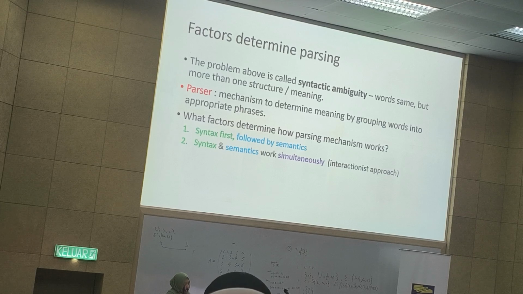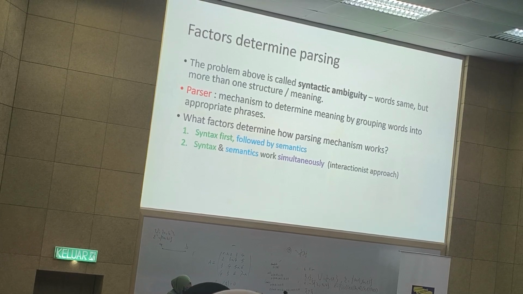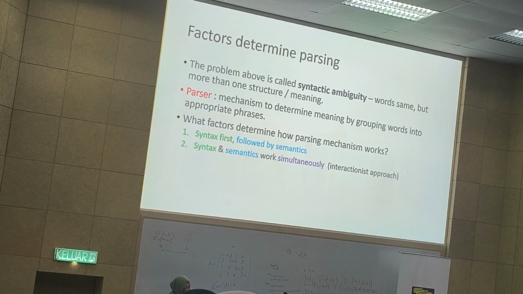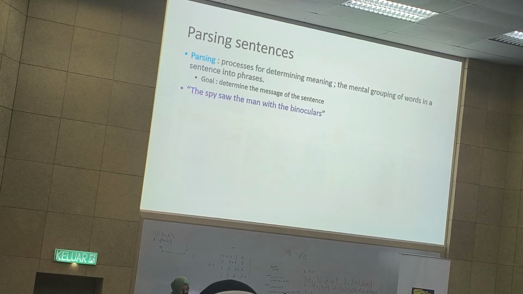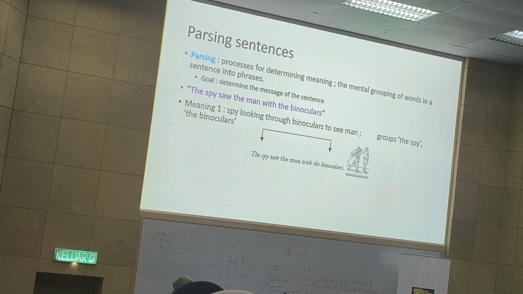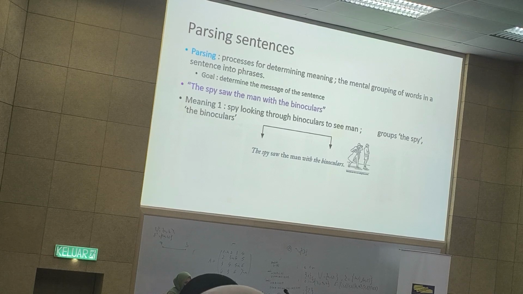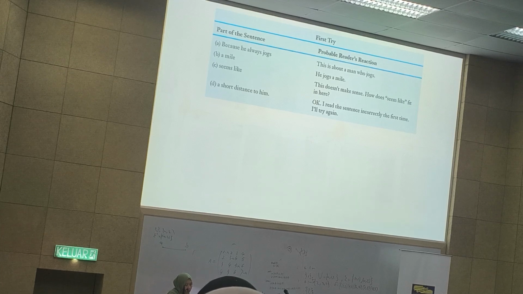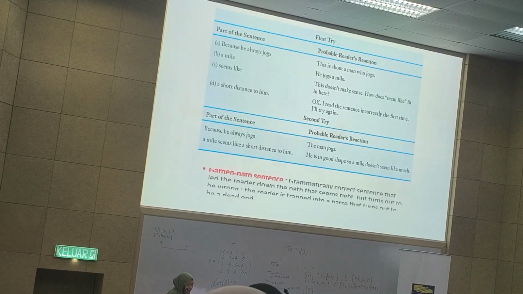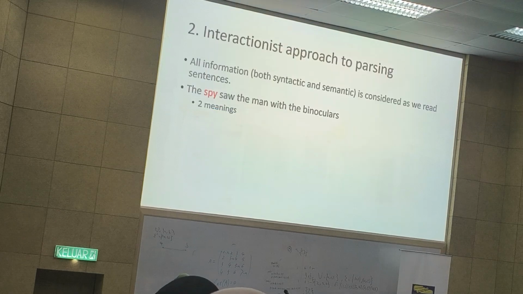Okay, and we also look at the factors that determine parsing: syntax first followed by semantics, or syntax and semantics covered simultaneously together, which is called interactionist. So one is parsing. We have this example: the spy saw the man with the binoculars. What gets grouped together? How many times do you need to read? This brings us to a problem called the garden path sentence. Make sure you understand this and can make sense of what differs in the time when we separate syntax first, then semantics, or when syntax and semantic processing come together at once.